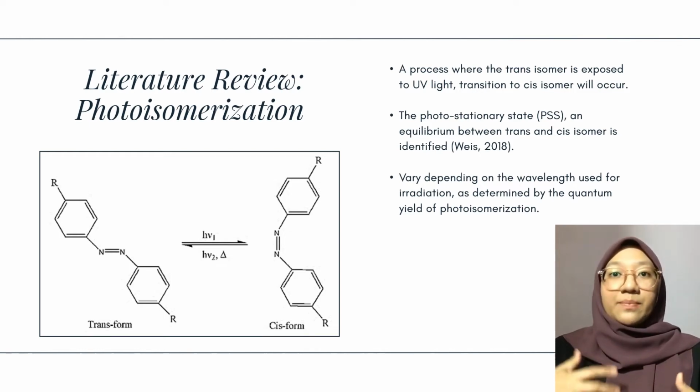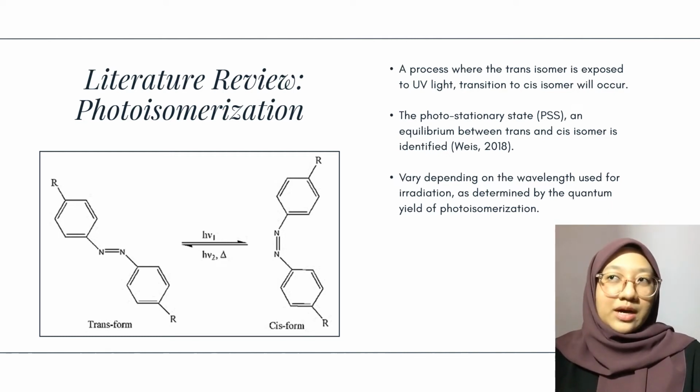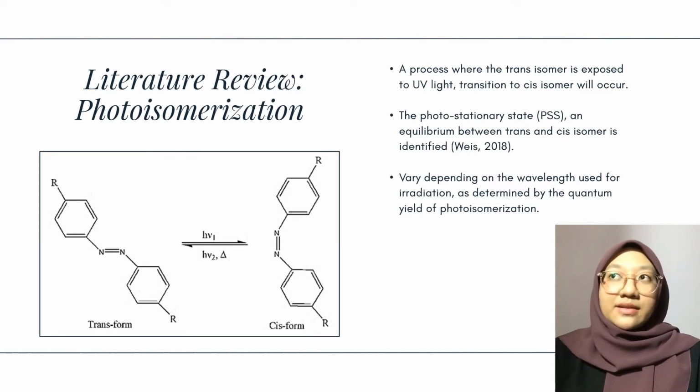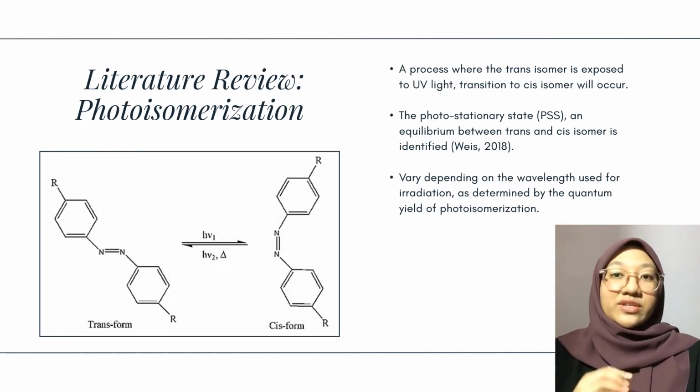It can vary depending on the wavelength used for irradiation, as determined by the quantum yield of photoisomerization. Besides, the reverse isomerization will also occur when the sample is left in the dark after radiation, which increases the absorbance as the sample is transitioning from trans state to cis state.